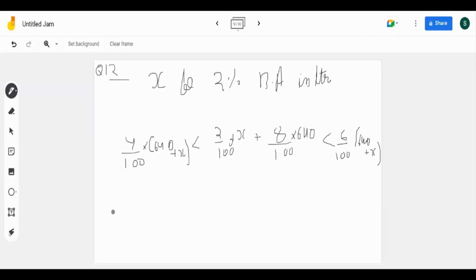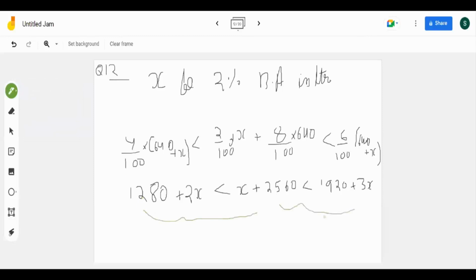So multiply every term by 50, we get 1280 plus 2x. This is 50, this will become x. This is 640 times 4. 640 times 4 is 2560. And this is 3 times 640, so 1920 plus 3x. So you can separately solve, or you can directly solve. We have to solve separately. We will consider this as our inequality 1, and this we will consider as inequality 2.